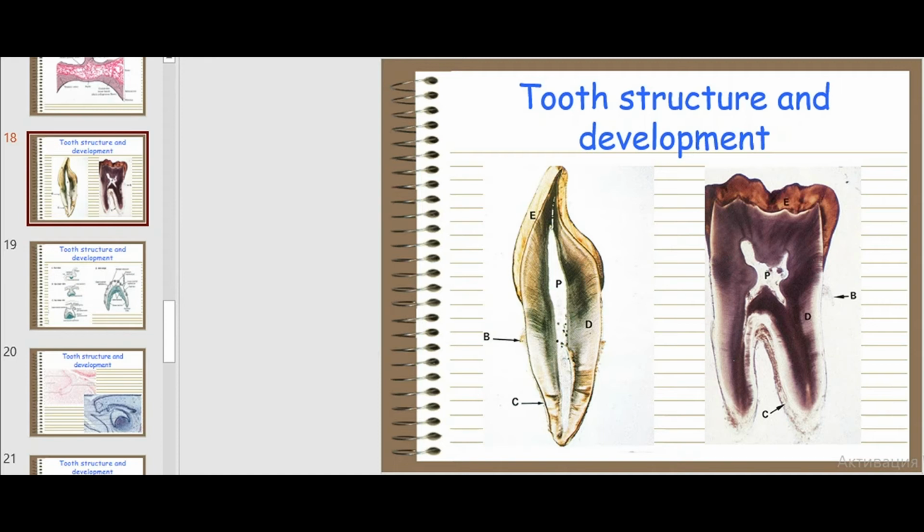The next type of tissue of the tooth is a soft tissue, which is the dental pulp. The dental pulp is the central part of the tooth, filled with soft connective tissue. The central region of the coronal and radicular pulp contains large nerve trunks and blood vessels.